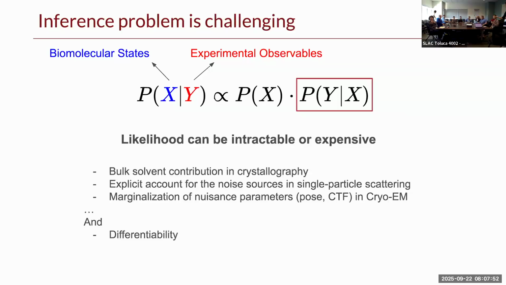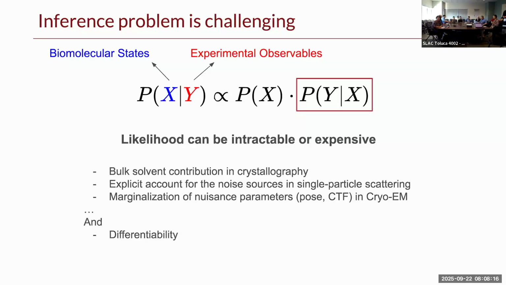And also, for some experimental modalities, the signal is sparse and the noise comes out very strongly, like in single molecular scattering. It's important to explicitly account for the different noise sources, and how you model that with very accurate physical equations can be important.